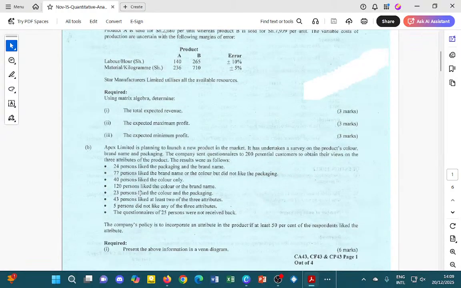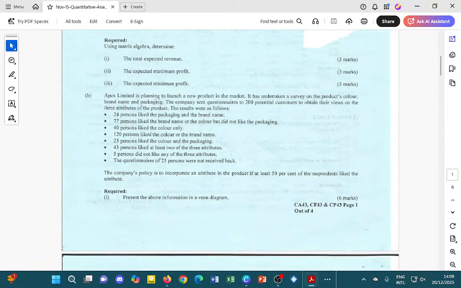Question 1 Part B reads, Apex Limited is planning to launch a new product in the market. It has undertaken a survey on the product's color, brand name, and packaging. The company sent questionnaires to 200 potential customers to obtain their views on the three attributes of the product. The results were as follows. So the three attributes of the product were color, brand name, and packaging.